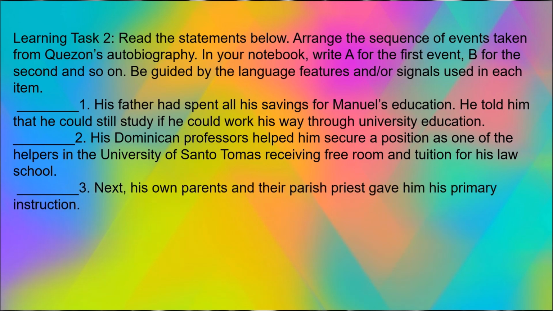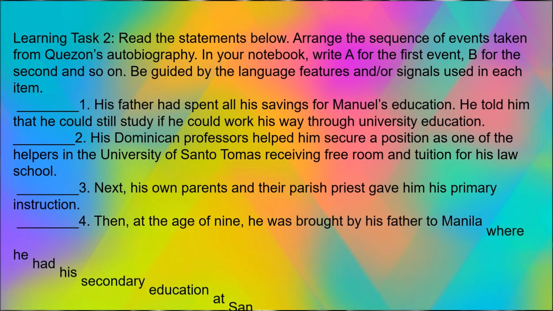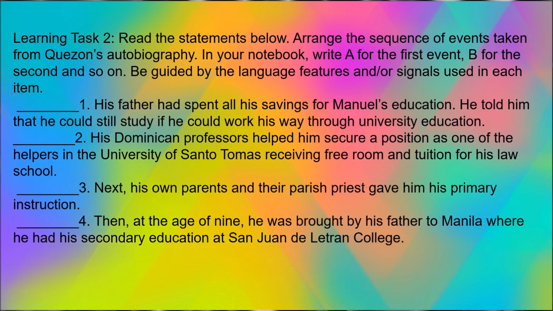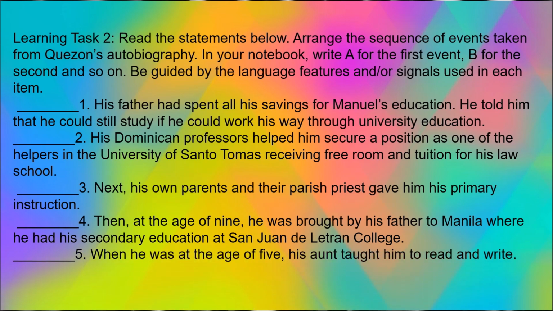next, his own parents and their parish priest gave him his primary instruction. Fourth, then, at the age of 9, he was brought by his father to Manila, where he had his secondary education at San Juan de Latran. And number 5, when he was at the age of 5, his aunt taught him to read and write. So again, all you have to do is to read the statements below, then arrange the sequence of events taken from Quezon's autobiography in your paper or in your notebook.